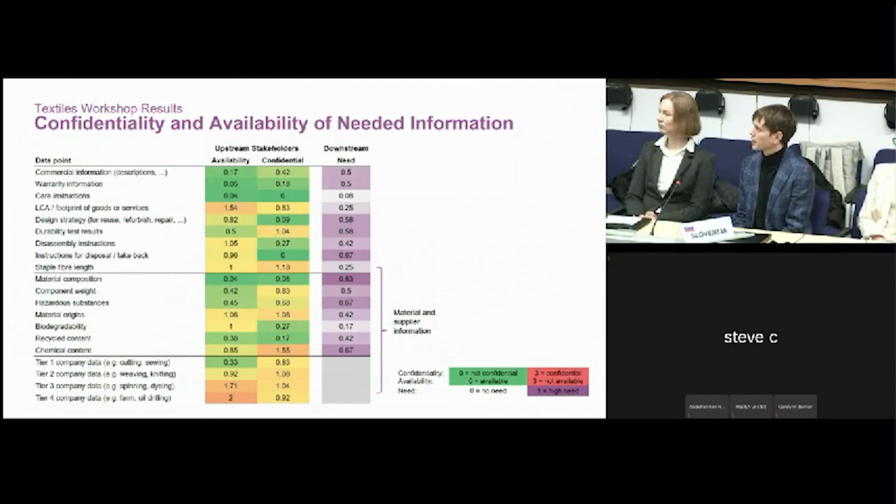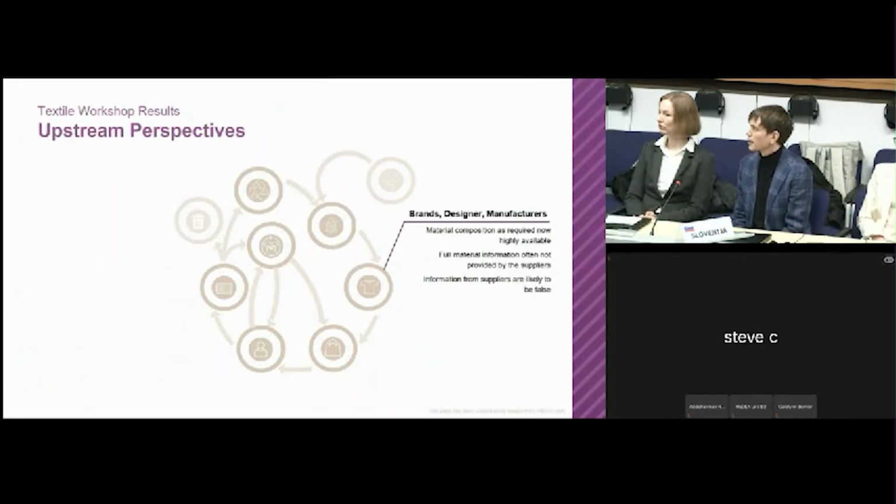On the other side, we have the requirements from the downstream, so sorters, recyclers, etc. They have a need for information about the material composition, but also commercial information or specific attributes about the product. I will now look into different perspectives from different users, starting with brands and designers.